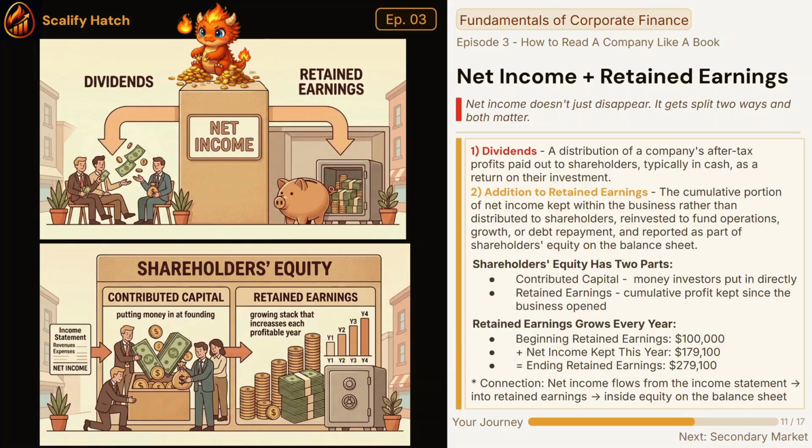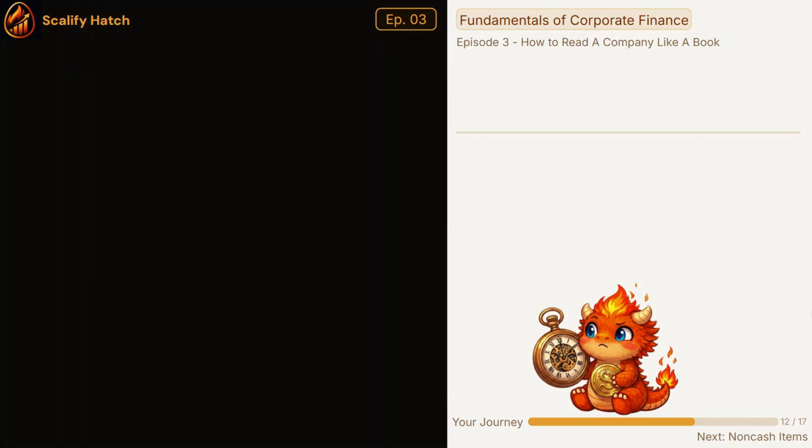Every profitable year, retained earnings grow. Pay a little in dividends, keep a little inside. And that key piece is what compounds over time. One document feeds the other. This is just like the balance sheet. There are three things to keep in mind when reading an income statement.